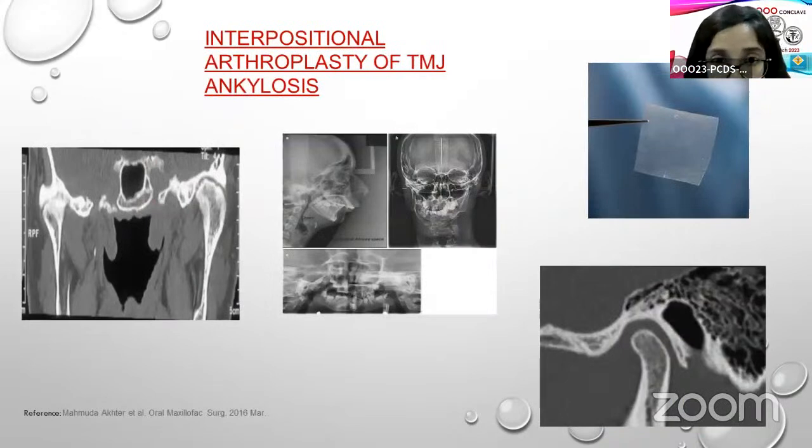In case of interpositional arthroplasty of temporomandibular joint ankylosis, both bilateral and unilateral bony TMJ ankylosis were taken into consideration. The amniotic membrane was placed on the condylar heads and sutured to the surrounding tissues. After healing, it was seen that it prevents recurrence of the ankylosis, and it also recovers all the functional movements.